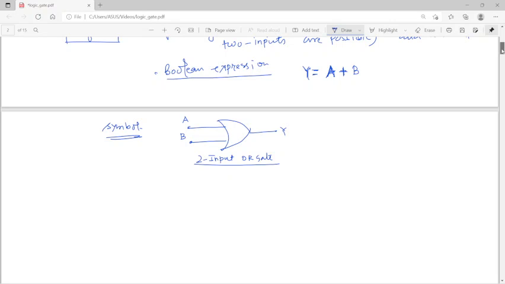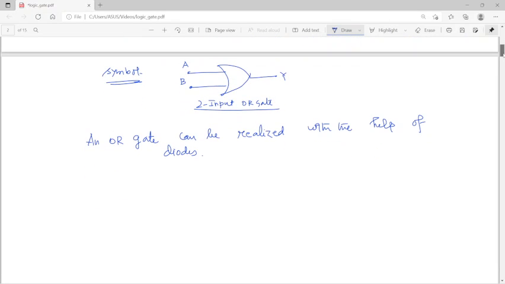Now we will see how you can develop or build this OR gate. The OR gate can be realized with the help of diodes, right? So if you want to design the OR gate, it can be realized with the help of diodes. Let's draw the circuit, then we will see what the output should be.